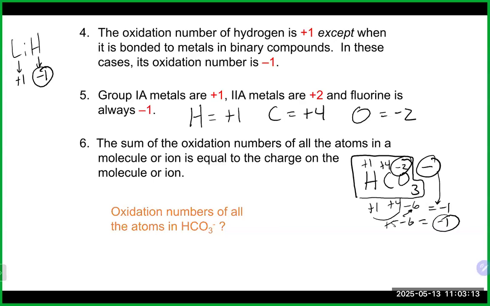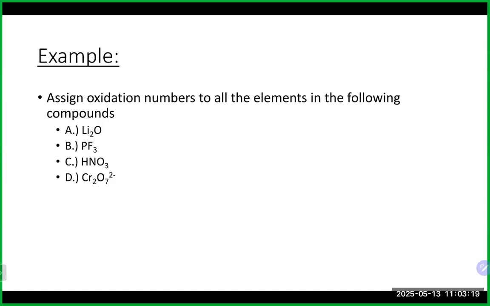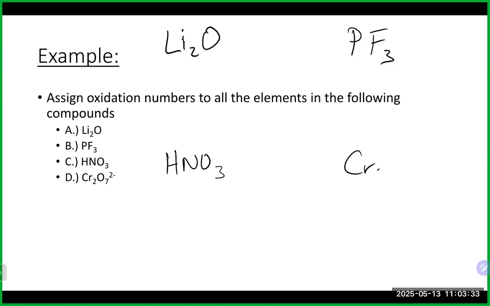All right, so let's take a look at a few here to finish up. So for each of these, why don't you assign oxidation numbers for each of the elements? So we have Li2O, we got PF3, HNO3, and Cr2O7 2-. Okay, so let's take a look here. So once again, I would start with oxygen. So it's just an ionic compound. So this is going to end up very much like we would assume, -2 here and +1. Again, in an ionic compound, pretty much the normal charges will be our oxidation numbers or states.